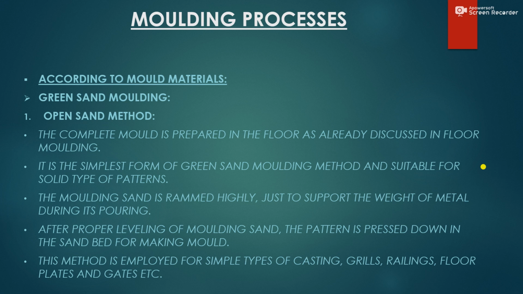Because of the method that we're using, the open sand method, the ramming is done very firmly, because if the ramming is done properly in this method, then the weight of the metal can be easily supported when it is poured. Although the metal is in a molten state, it is very heavy. So in order for the sand mold to withstand the heavy weight of the metal, it has to be rammed properly inside the molding box so that it has the strength and toughness to support the weight of the heavy molten metal.